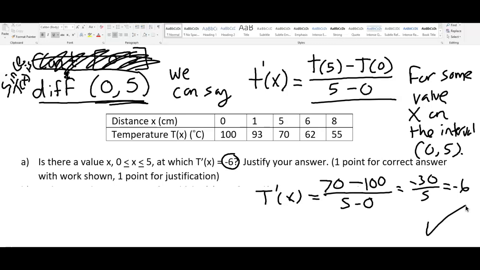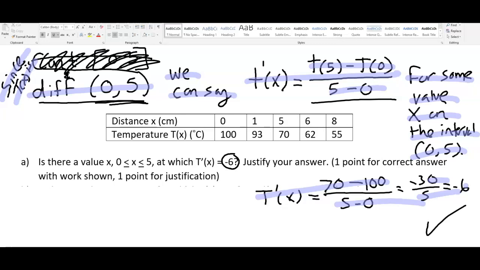So this is how I think you guys should be wording it. Okay, I'm going to highlight these things here for you. You should say, since T of x is differentiable on the interval 0 to 5, we can say this little mathematical expression here is true for some value of x on the interval there, and then we need to prove that that does equal negative 6. So all that purple stuff would be good stuff to include. Okay?